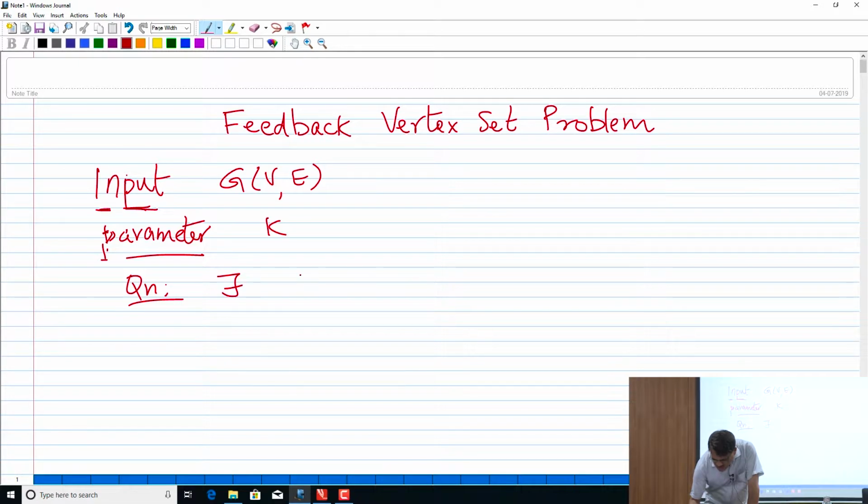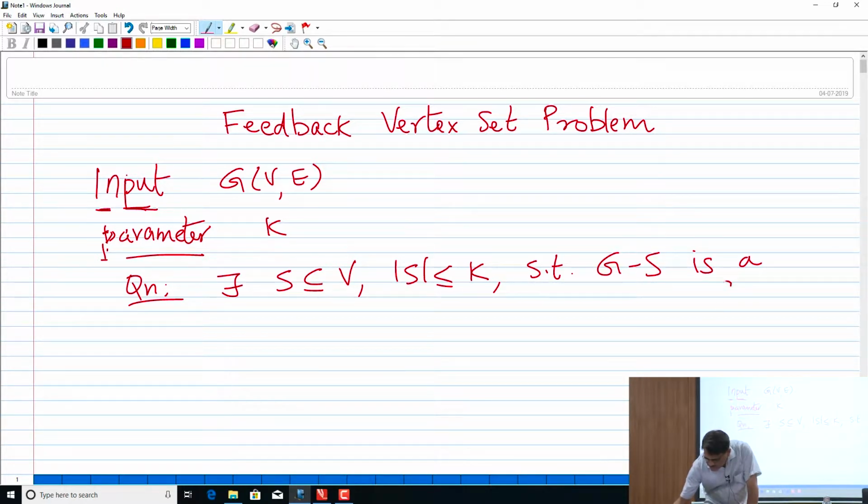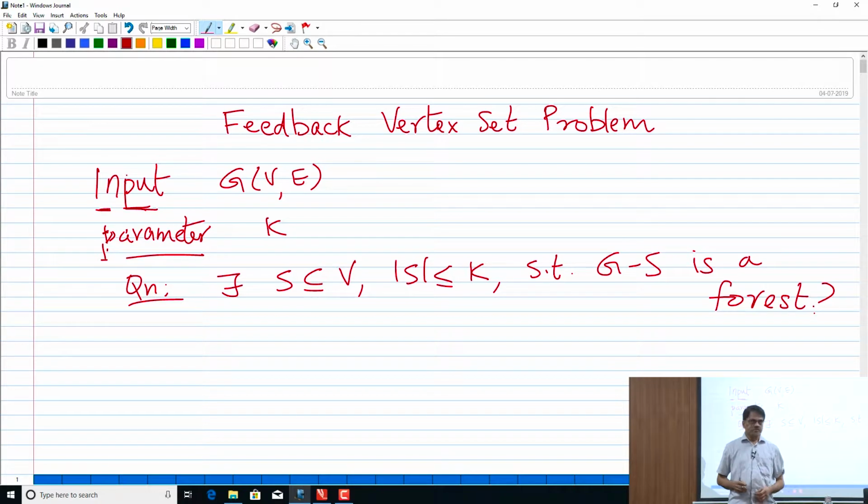The question is something similar to vertex cover. Is there a subset of vertices S such that G minus S is a forest? You have not seen this problem? Okay. In the case of vertex cover, you want G minus S to have no edges. Here we are saying no cycles, right? Because a forest means it's acyclic.